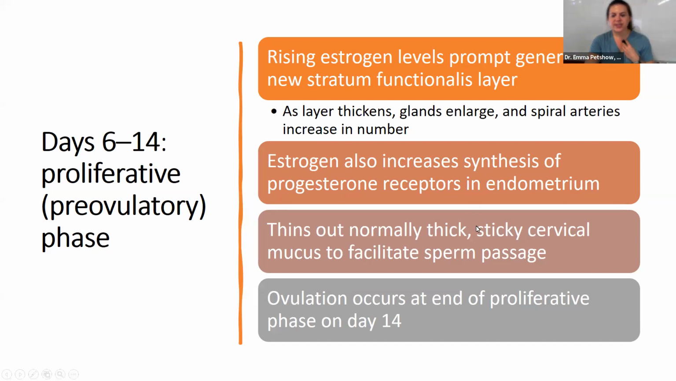You'll also start to see some thick, sticky cervical mucus to help sperm pass along, because the uterus's goal is to implant a fertilized embryo. That's its only job, right? That and helping with regulating blood flow in that region. Once ovulation occurs at the end of the proliferative phase around day 14, if it implants, it'll implant 6 or 7 days later, right? On day 6, it sticks. So 6 days after ovulation, it'll implant, but it'll fertilize much sooner than that.